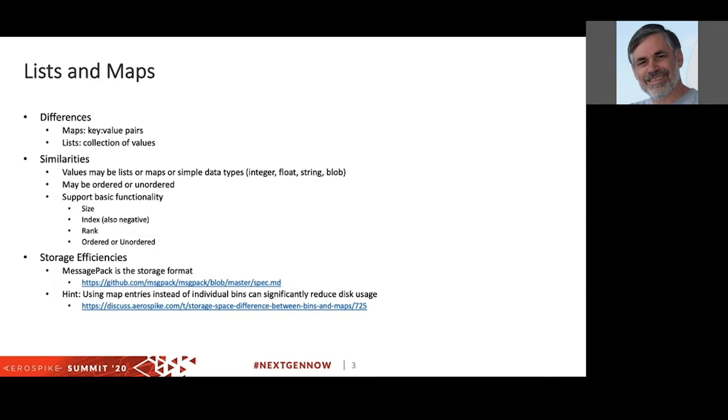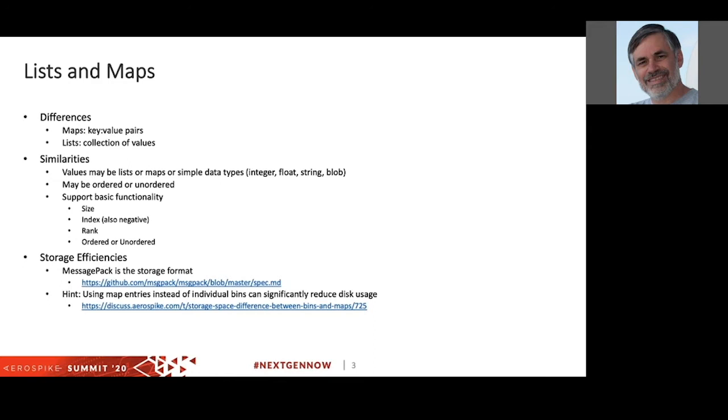The similarities between the two are that both may be composed of either simple data types, integer, float, with float being stored in doubles in Aerospike, strings, and blobs. They also may be other lists and maps, so you may want to generate a hierarchy of lists and maps, and we'll talk about that in the next slide. Lists and maps may be ordered or unordered, depending on what suits your need. And they support basic functionality, such as getting the size of a list or a map, retrieving entries of a list or map by index, by rank, and again, they may be ordered or unordered.